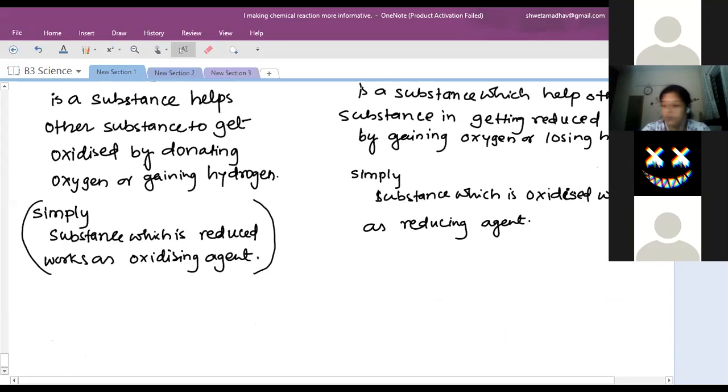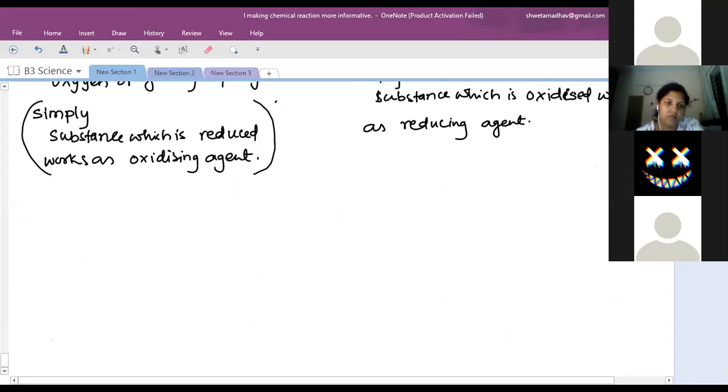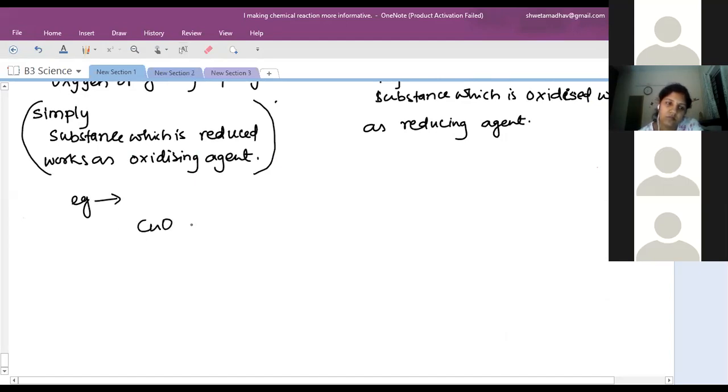Again, I'm writing. You have to write for all these equations the substance oxidized, substance reduced, oxidizing agent, and reducing agent. Ma'am, in a redox reaction, there will always be an oxidizing and a reducing agent, right? Yes. So this is the first equation. For this equation, you have to write the substance oxidized, substance reduced, oxidizing agent, and reducing agent. All four names you have to write.